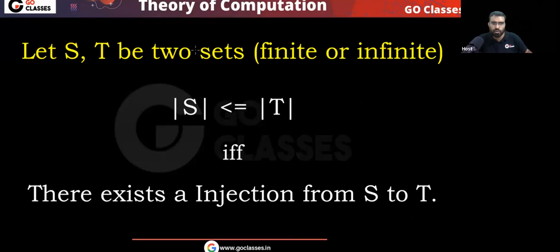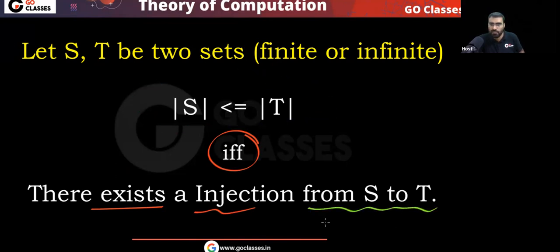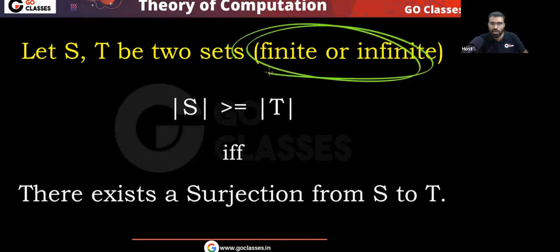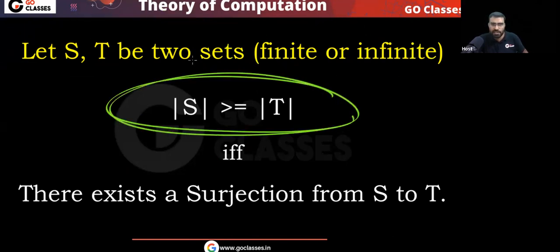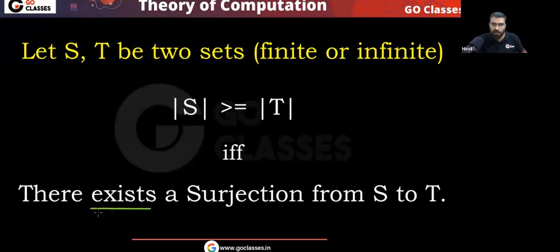If S, T are two sets, finite or infinite, the cardinality of S is less than the cardinality of T if and only if there exists an injection from where to where? From S to T. Did you understand this? Read this definition. S, T are two sets, finite or infinite. When can you say that the cardinality of S is greater than or equal to the cardinality of T? When there exists a surjection from S to T.